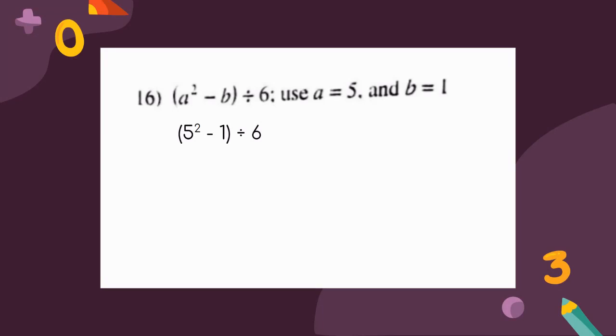Now that we have this, again, we're working inside the parentheses. We have to do the exponents first. 5 times 5 is 25. From here, we get rid of our grouping. 25 minus 1 is 24. 24 divided by 6 is 4.